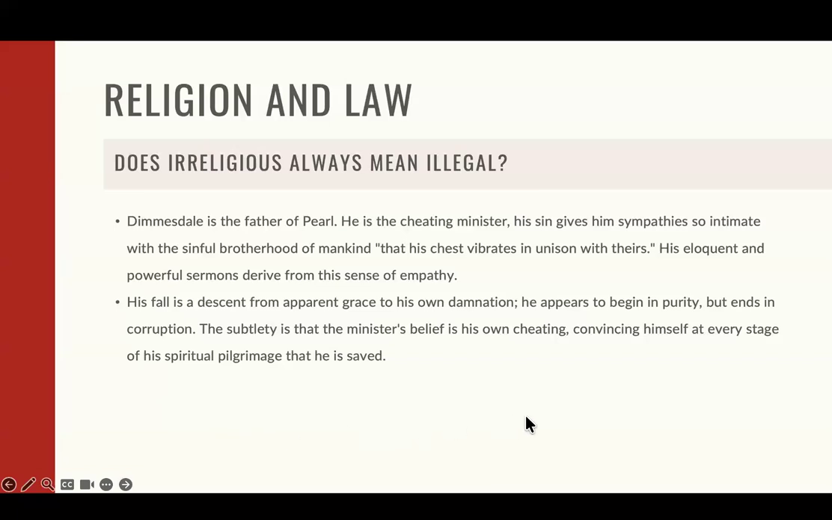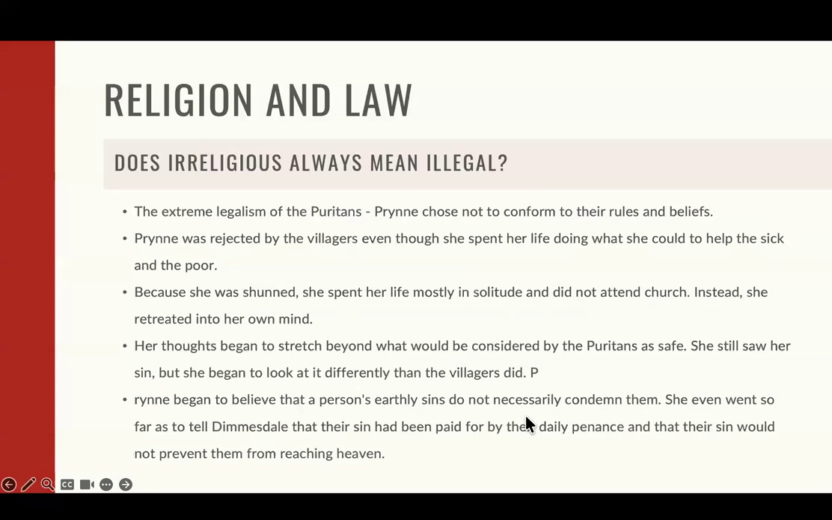Correct. So the extreme legalism of the Puritans, Hester chose not to conform to their rules and beliefs. So Prynne was rejected by the villagers, even though she spent her life doing what she could to help the sick and the poor. In fact, there's that paragraph where the sick and the poor accept her help, but at the same time, they speak badly about her at the back. Yeah, alms they take, but they speak against her.